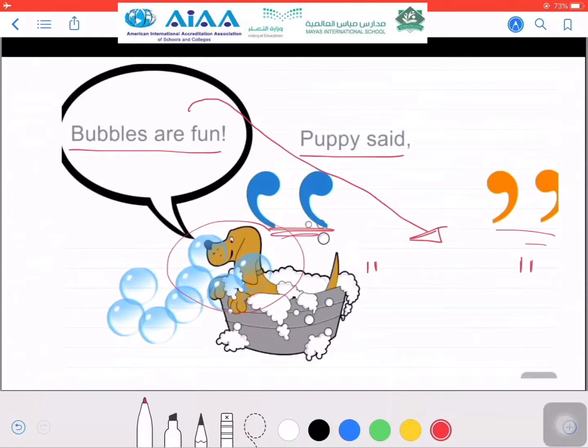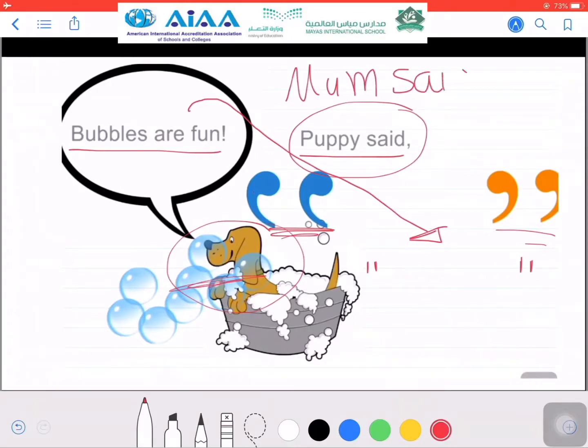So I only put inside the quotation marks what is said, the words that the puppy said, or what words your mom said, what words your dad said, your teacher said, okay? Here, Puppy said, Mom said. These two words, if I put the quotation marks here, it will be a mistake. No, this is wrong. So we put the quotation marks exactly here.